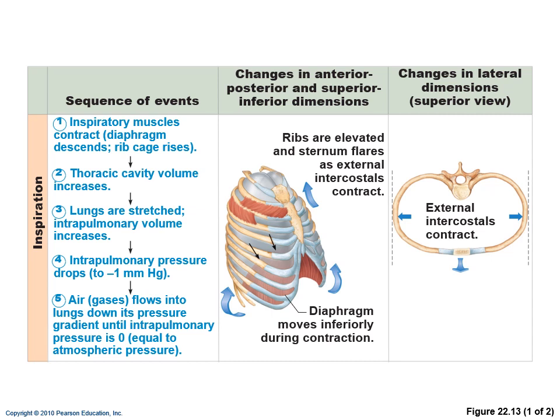Okay, so the sequence of events during inhalation or inspiration: the inspiratory muscles contract, the diaphragm moves down, the rib cage rises and expands, thoracic cavity volume increases as a result, the lungs are then stretched, intrapulmonary volume increases, which decreases intrapulmonary pressure, and gas flows down its pressure gradient from 760 millimeters of mercury outside into that negative millimeter space until it equalizes.